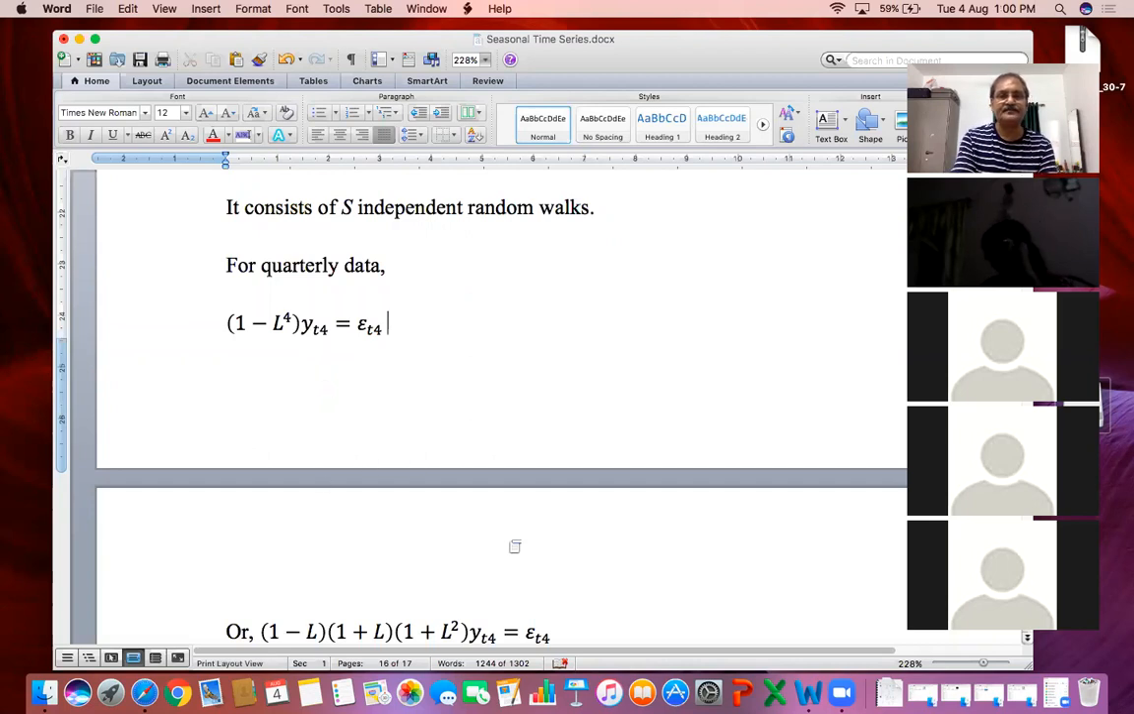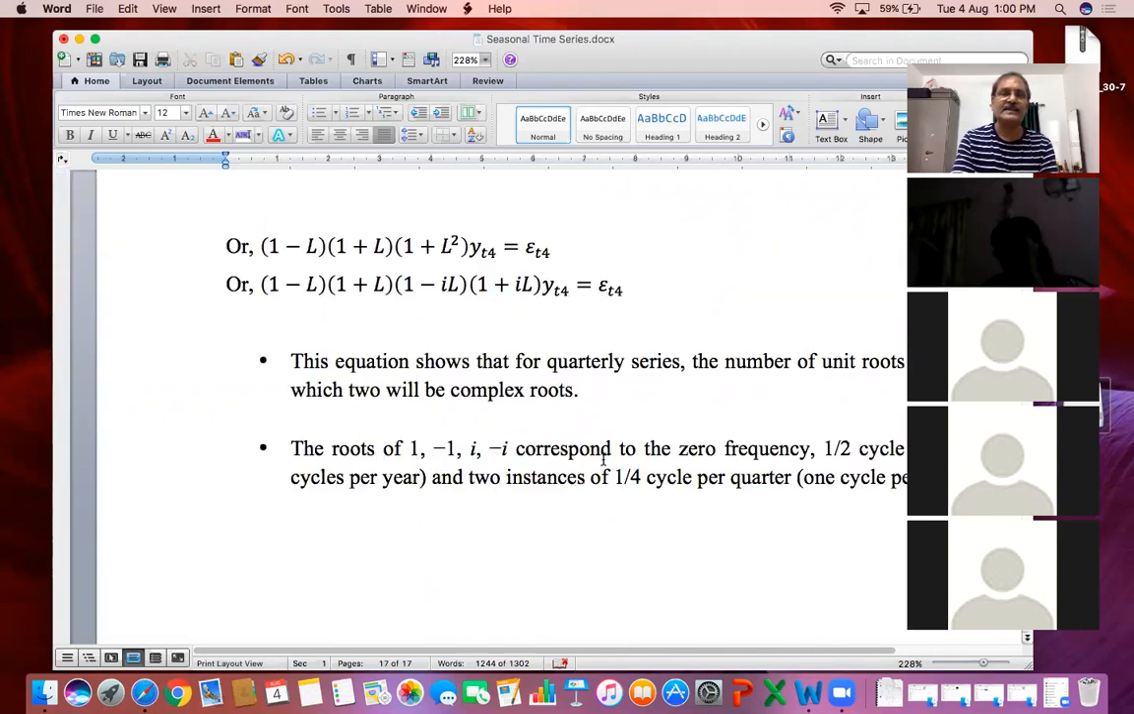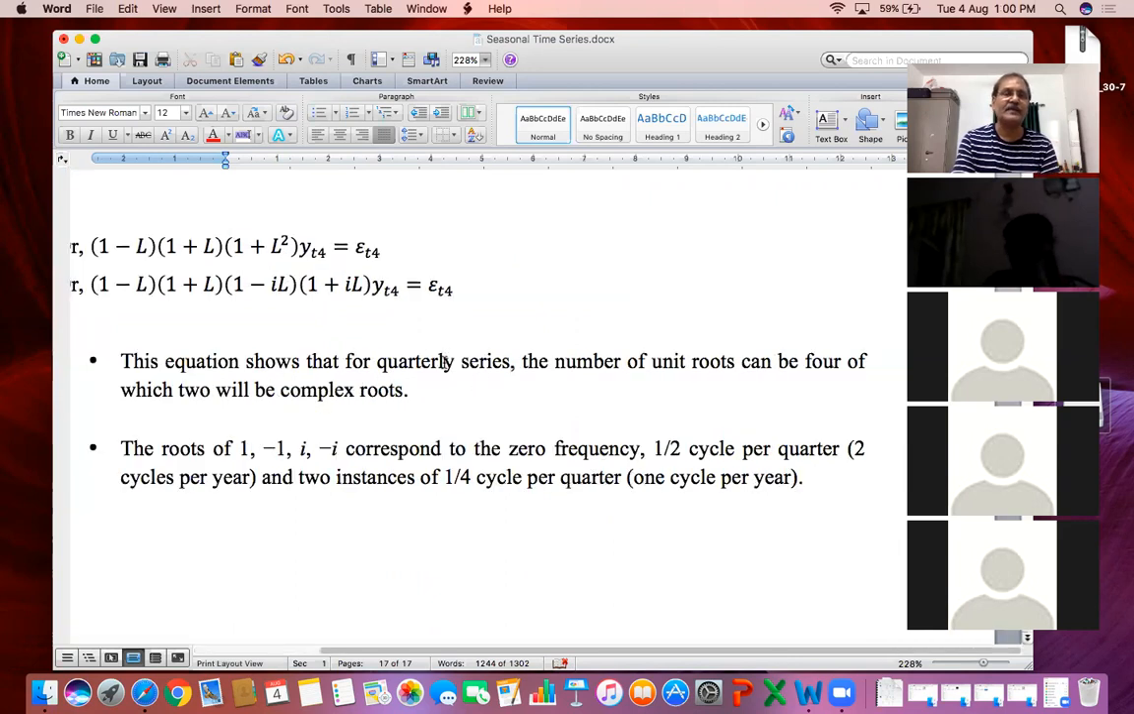So let me look first at the case of quarterly series. In the case of quarterly series, we have 4 roots. By setting this part equal to 0, you have the values of the roots: L1 is equal to 1, L2 is equal to -1, L3 is equal to i, L4 is equal to -i. And these 4 characteristic roots have 4 different meanings. The first root equal to 1 is our conventional unit root.